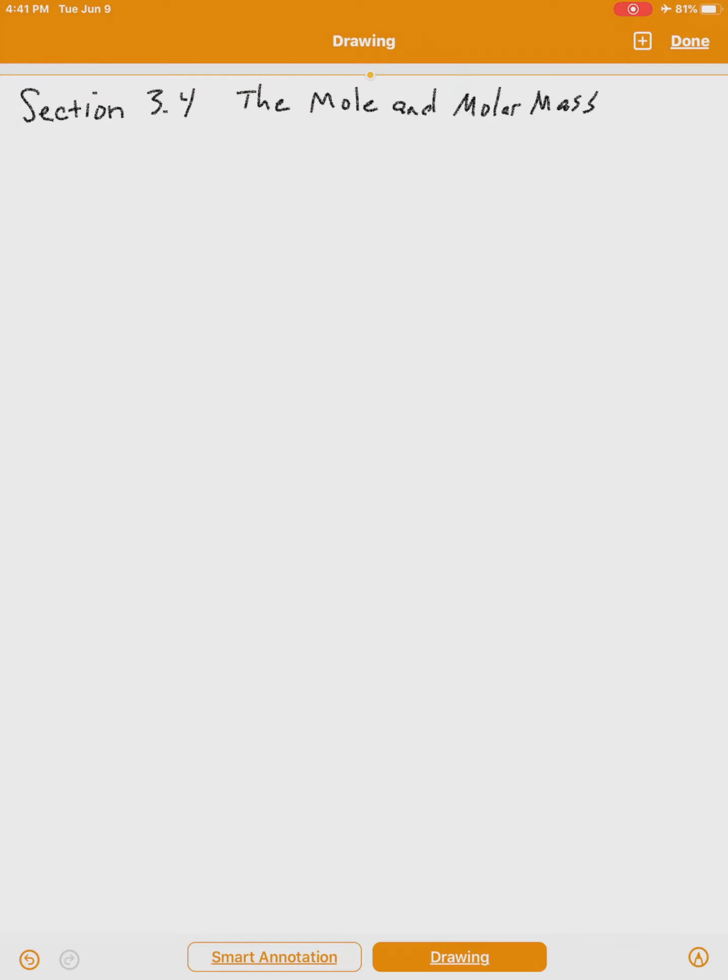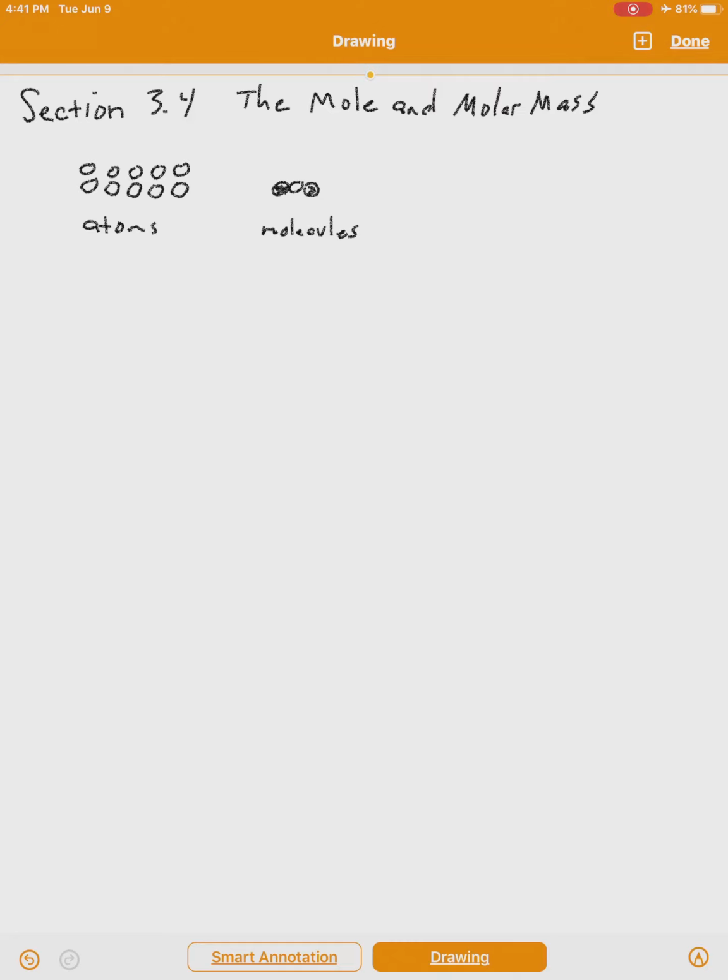Section 3.4, the mole and molar mass. So now we're going to start quantifying mass, and we're going to start quantifying matter. Let's come back and remind ourselves about the atomic theory. Matter is comprised of tiny particles which are called atoms. And combinations of these atoms, I'll shade in the ones on the outside to indicate they're a different type of atom than the one in the middle, are called molecules.